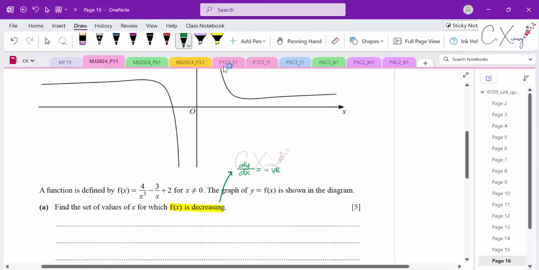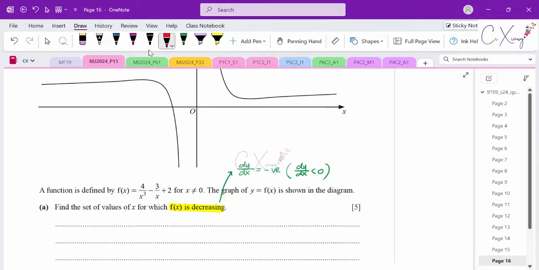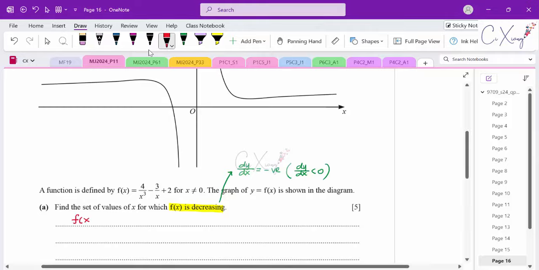So we need to think about this: dy/dx negative, or we let dy/dx smaller than 0. We are looking for the part where dy/dx is smaller than 0. So this is what we want to do for this question. Let's start with the function first. We are given the function here. I will change it into a pattern that's easier for differentiation.